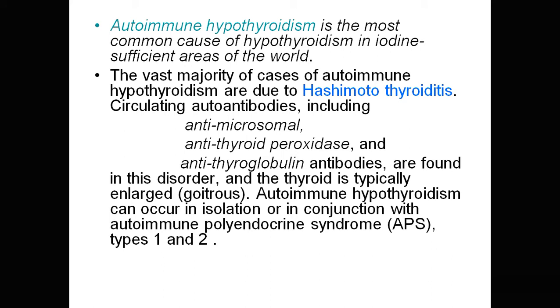Autoimmune hypothyroidism is the most common cause of hypothyroidism. The vast majority of autoimmune hypothyroidism is due to Hashimoto's thyroiditis. Here in Hashimoto thyroiditis, there are circulating autoantibodies, which include antimicrosomal, anti-thyroid peroxidase, and anti-thyroglobulin antibody. So anti-TPO, antimicrosomal, and anti-TG antibodies are found in this disorder, and the glands are typically enlarged. It is goitrous enlargement of the thyroid gland.